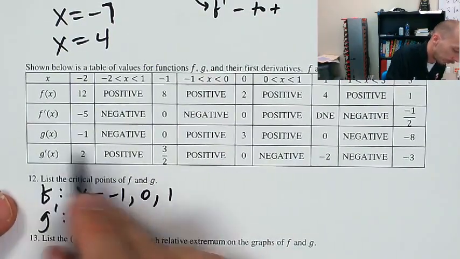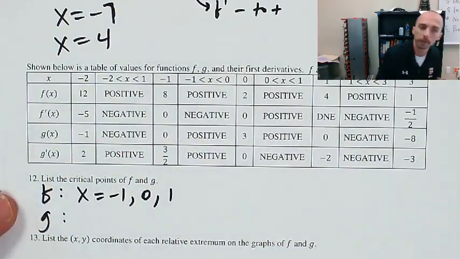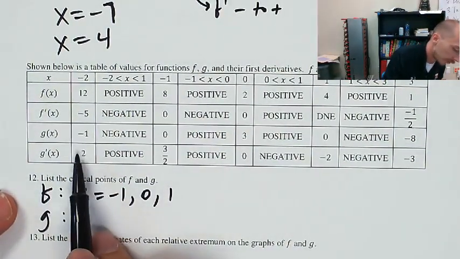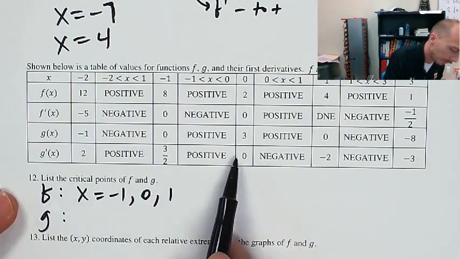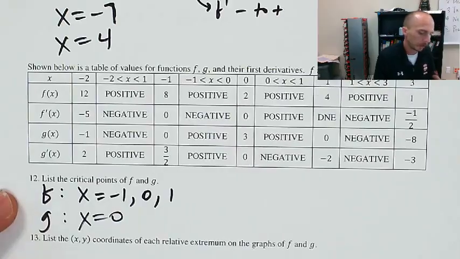And for g prime, well, really, I'm not talking about the critical points of g prime, I'm talking about the critical points of g. So I'm going to look in the table in the row for g prime, and I'm saying, okay, here we go, I found one. And that's just x equals 0.